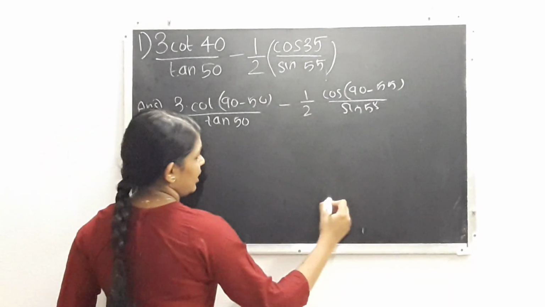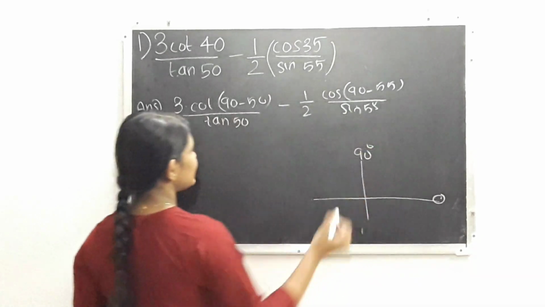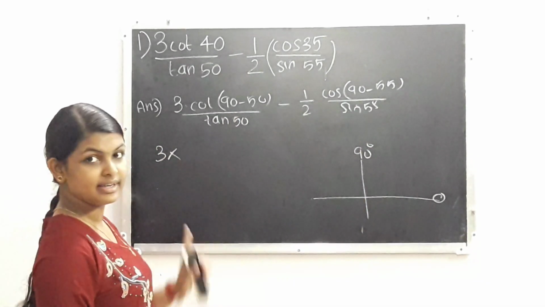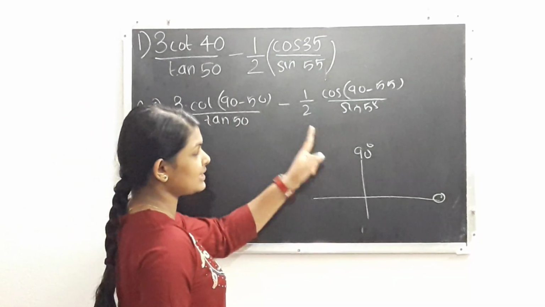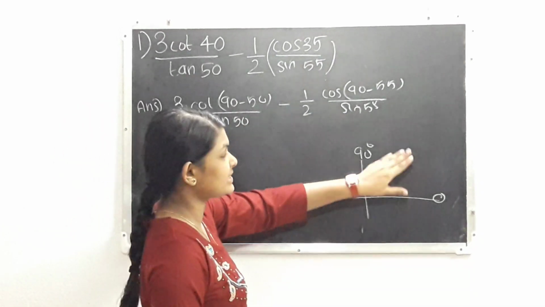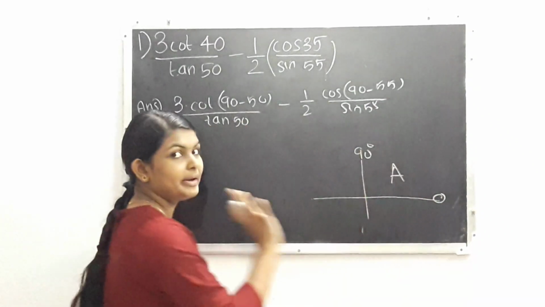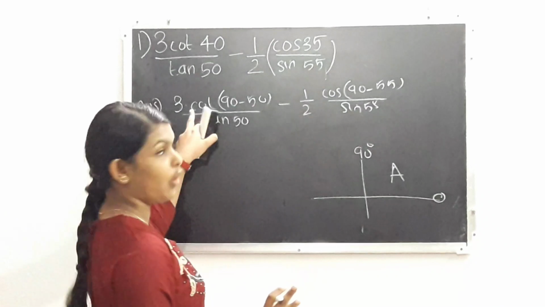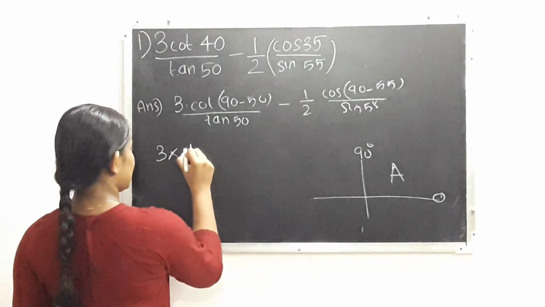So we have to remember the coordinate system. This is 0 degree, 90 degree. So first of all, check the quadrant in which that angle lies. So this 90 minus 50 lies in which quadrant? 90 minus 50 lies in the first quadrant. In the first quadrant, all trigonometric ratios are positive. So this cot also will be positive in the first quadrant. So we have to give a positive sign.